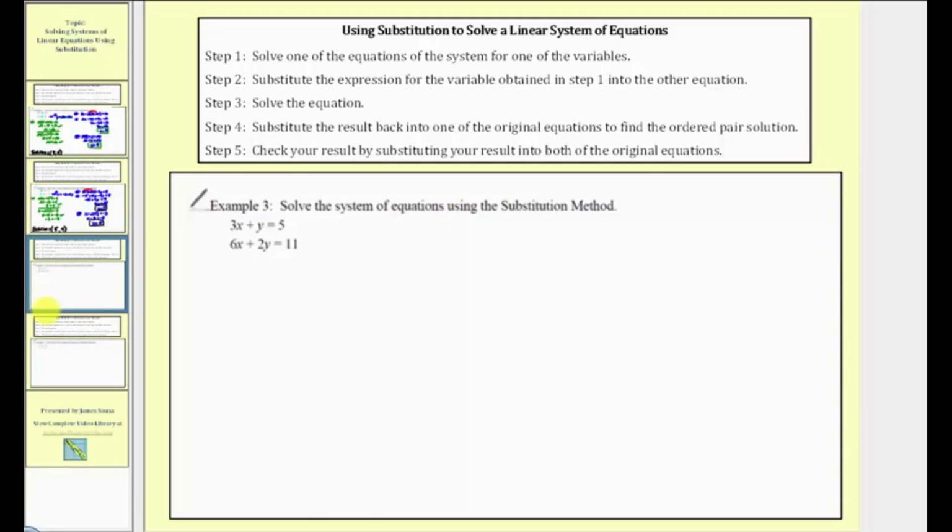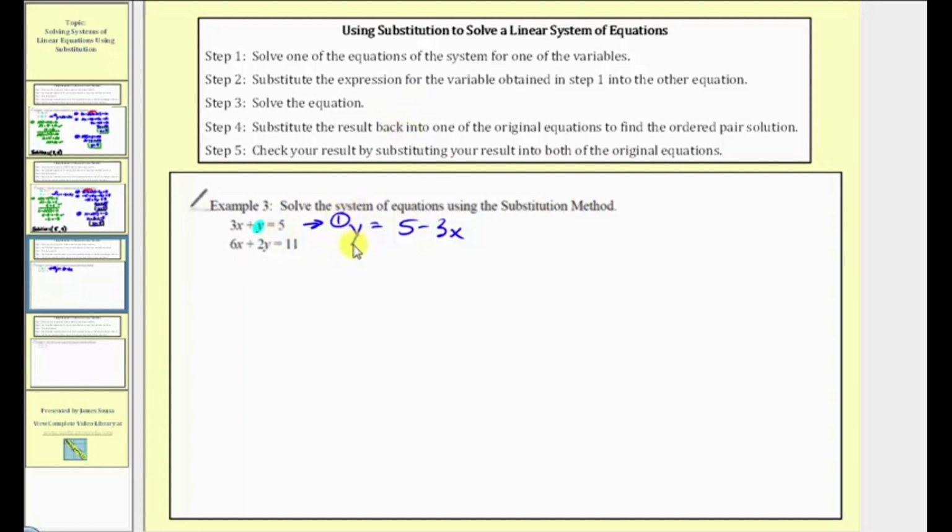Example 3. First step, solve for one of the variables. Looking at example 3, notice how for our first step, it'll be easiest if we solve this first equation for y. So if we solve this equation for y, we would subtract 3x on both sides. So y equals 5 minus 3x. This would be our first step.